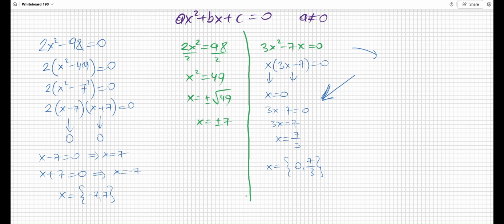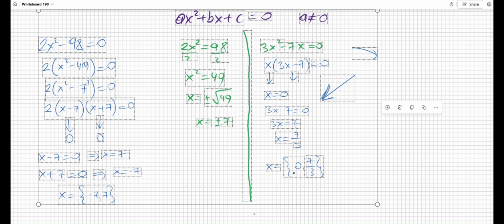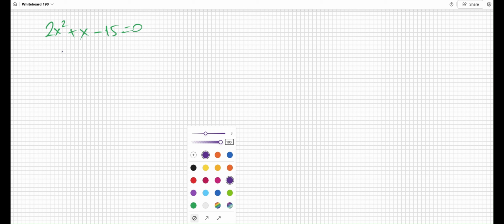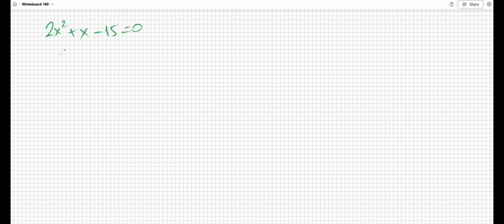Now, let me go and explain the other forms of quadratic equation. Now, what if we have all three, 2x squared plus x minus 15 is equal to 0? So usually we try the factorizing method, the one that I explained before, because it is always faster and avoids having to memorize any formula.